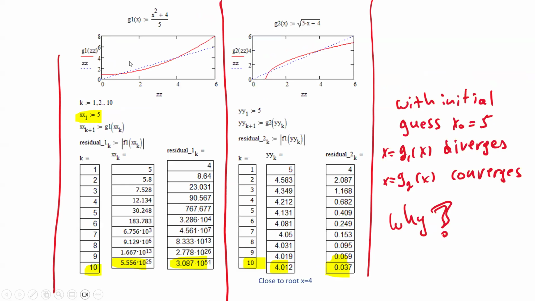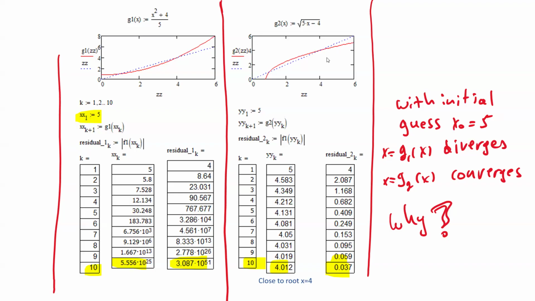Again, we are using the same first two rearrangements. Now we are just changing the initial guess from 2 to 5. As you can see, for the first rearrangement, the value of x increases with each iteration. And after 10 iterations, the value of x reaches 5 times 10 to the 25th power. This shows that this solution diverges and does not approach any of the function's roots.